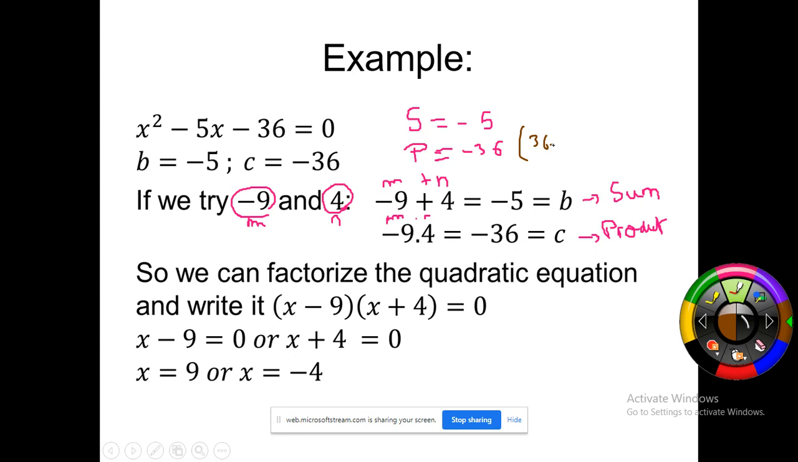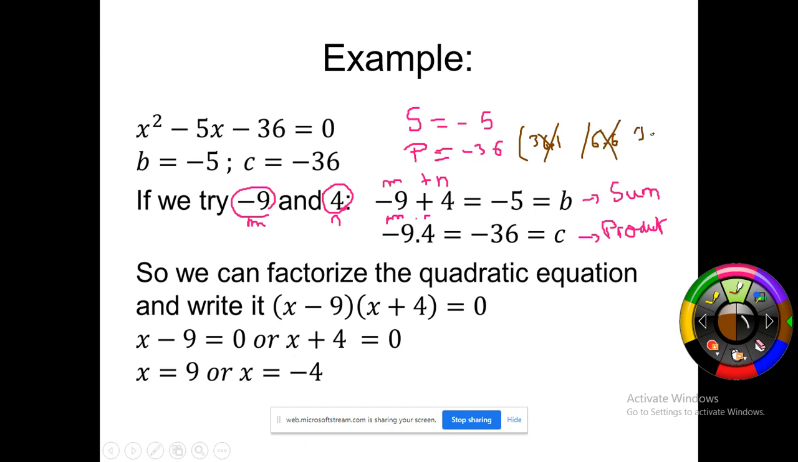36 times 1. But it will not help me, because if I add them, it's not 5. So this is wrong. There. I will go 6 times 6. 6 times 6 will not help me, and it will not give me 5 if I add them. So this is wrong. So I go to 9 times 4.